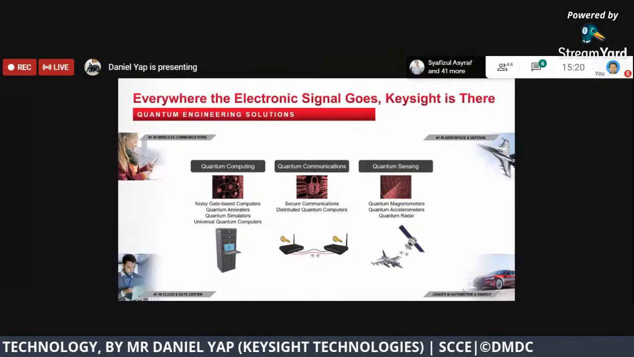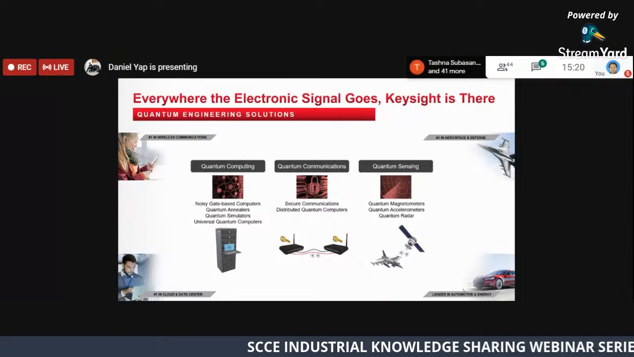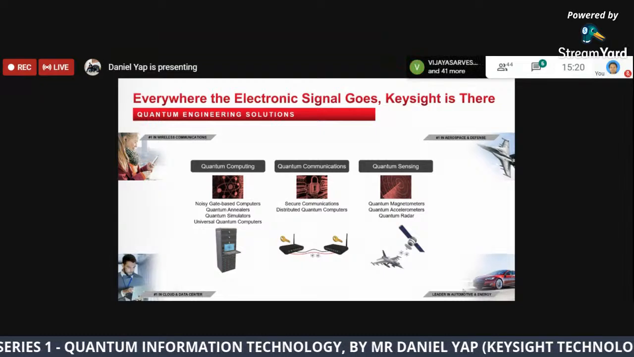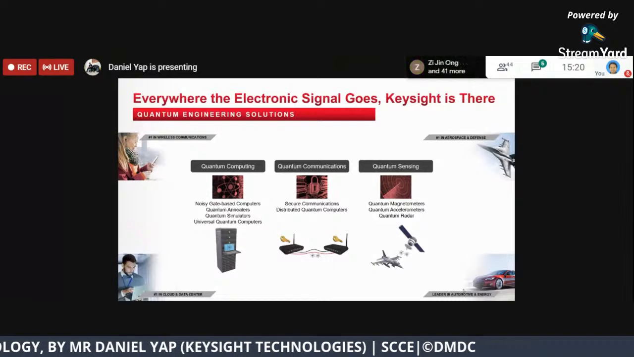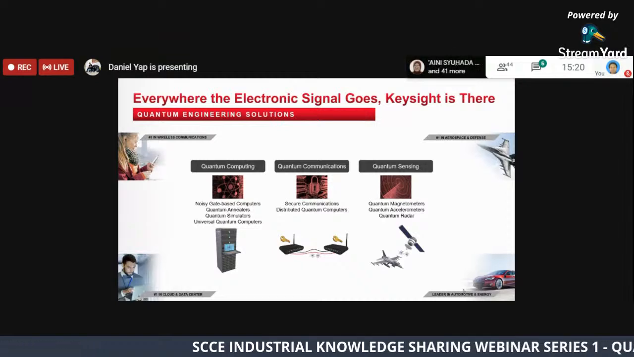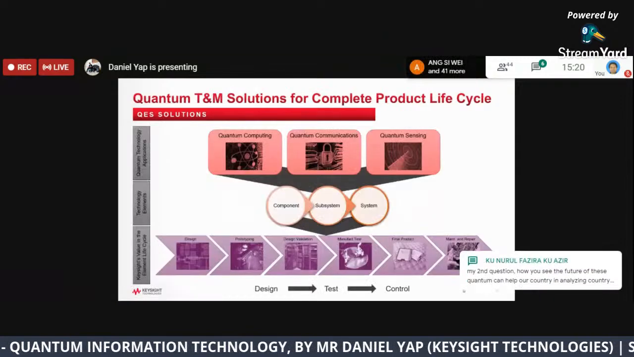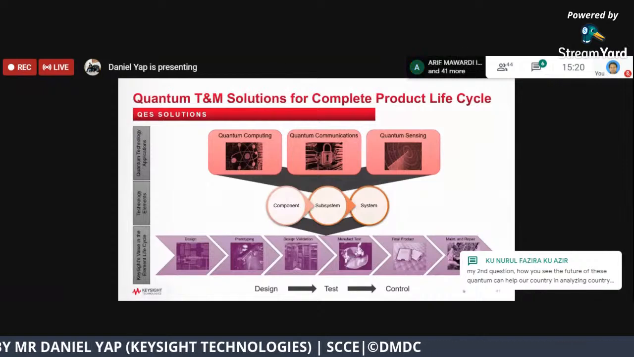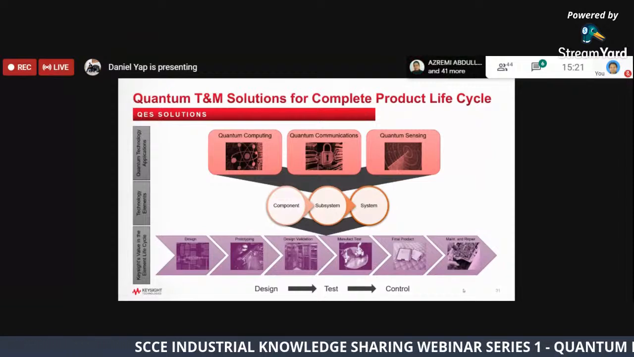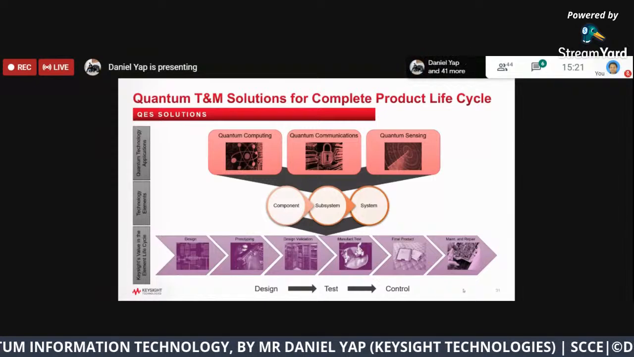Now, quantum engineering solution. It is right now everywhere in the electronic signal. Wherever the electronic signal goes, of course, Keysight is there. The main driver today is that quantum is actually being invested in a lot by cloud companies. You can think of who the cloud companies are, and also, of course, the government area. Now, let's look into the high level. The intent of sharing this slide onwards is to open up ideas. If I'm interested in doing quantum research, how do I begin, or what are the opportunities available? I have to say that the opportunities are many, in many areas.